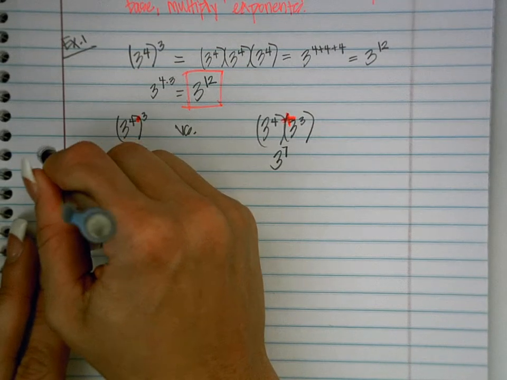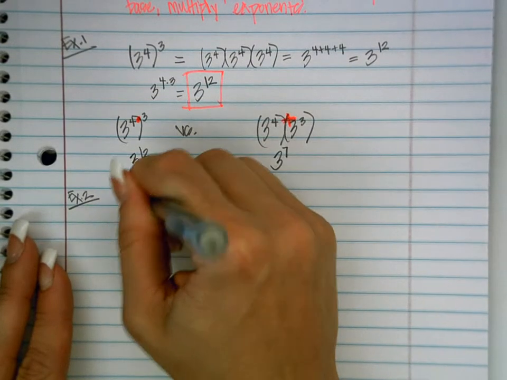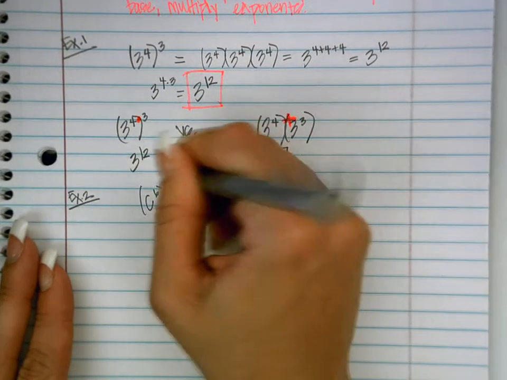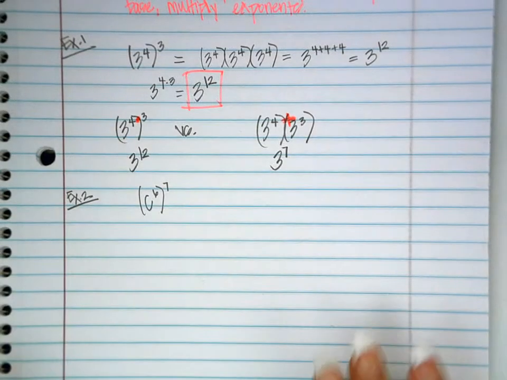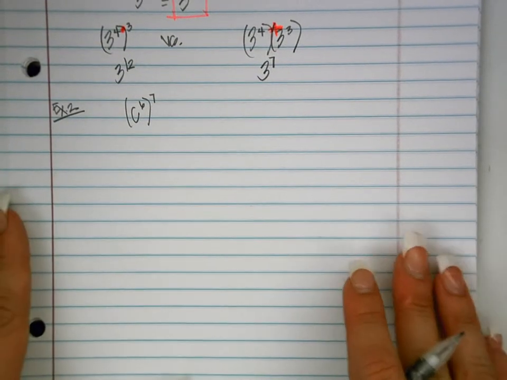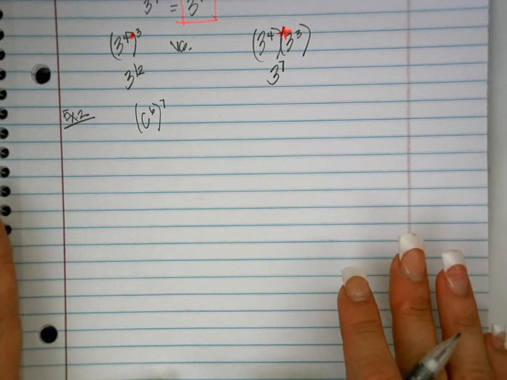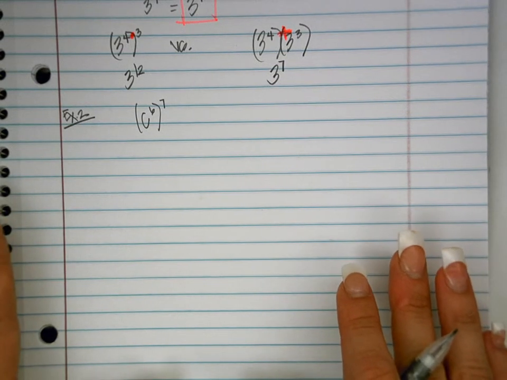Okay, for example, number 2, I would like you to multiply c to the 6th power raised to the 7th power. C to the 6th power raised to the 7th power.